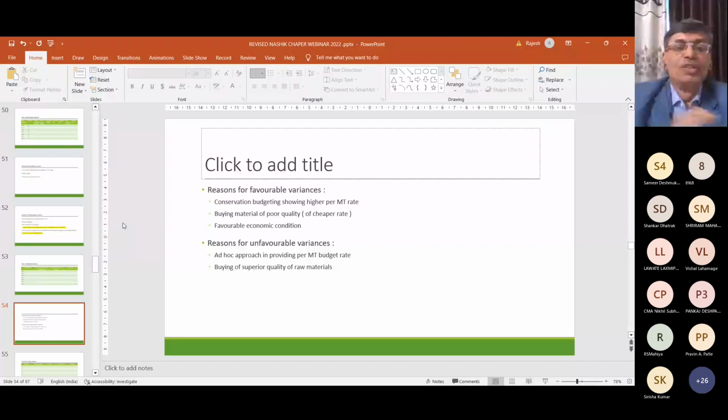Reasons for the unfavorable variances. Buying of superior quality of raw materials. Here, the superior quality needs to be weighed against the quantity which is consumed, because there may be a cost benefit analysis and actually there may be a net gain to the company.